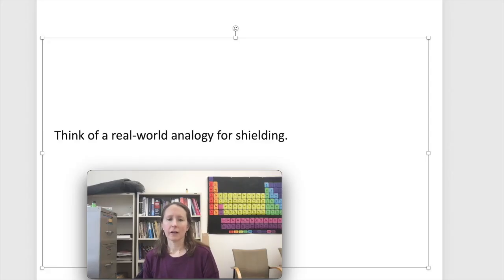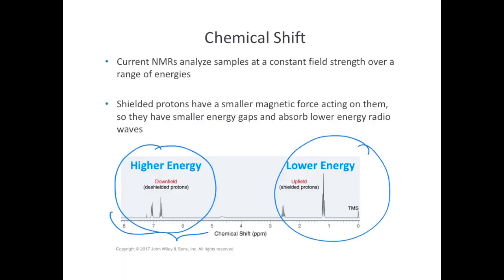In shielding, electrons shield a particular hydrogen atom from experiencing the full force of the external magnetic field. Can you think of a real-world analogy for shielding? Brainstorm and put your thoughts in the chat.